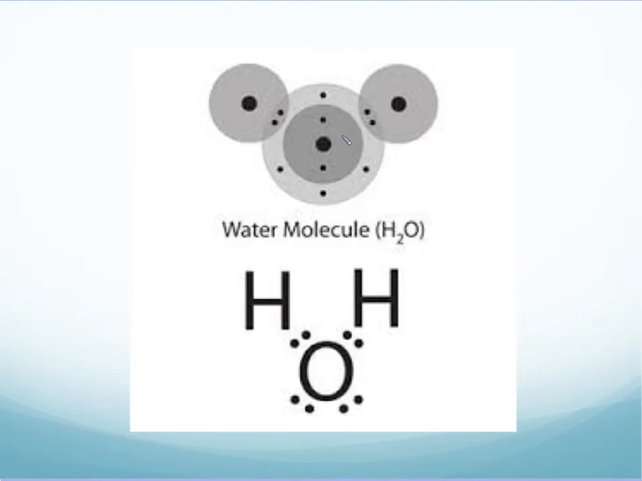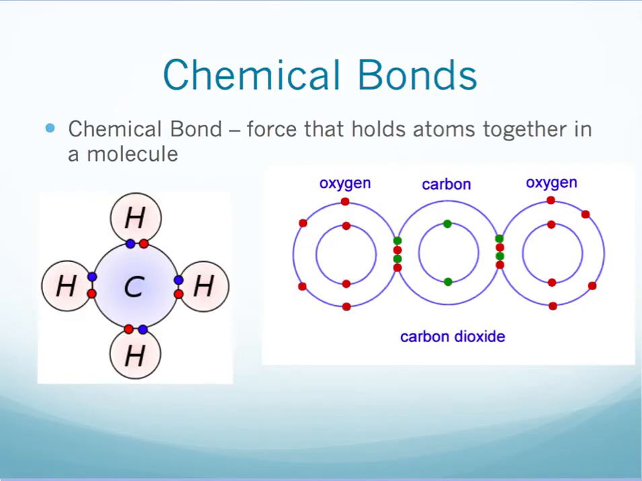So in sodium and chlorine, they transferred. Sodium lost, chlorine gained. This one, they are sharing. And that's a different kind of chemical bond that we're going to talk about shortly. But this is going to be a water molecule, and the goal is to become stable. So a chemical bond is what is formed in both cases. Chemical bonds are a force that holds atoms together in a molecule. So you'll need that definition for chemical bond. That's a force that holds atoms together in a molecule.